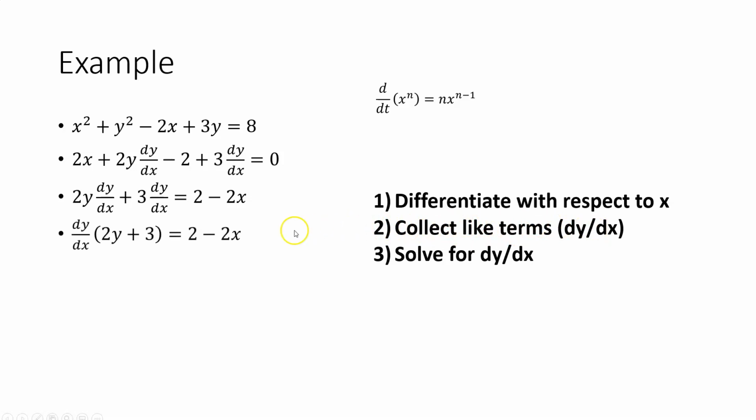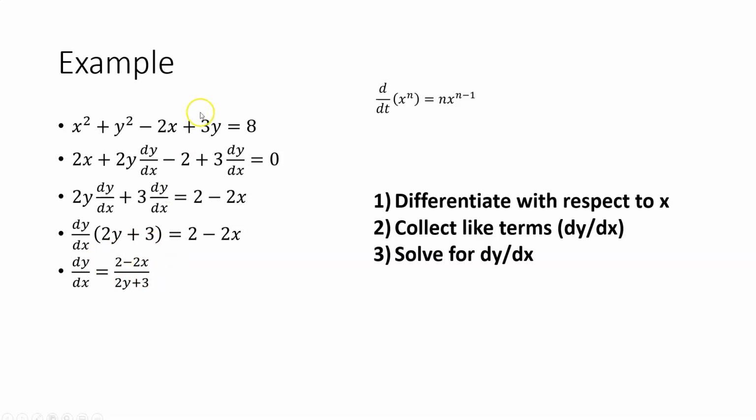Then the next step: factor out dy over dx. So we just factor dy over dx off of both of these, and we end up with dy over dx times the quantity 2y plus 3 is equal to 2 minus 2x. Now we're going to solve for dy over dx, which is just going to divide by this portion here, 2y plus 3. We end up with this as the solution to the problem.